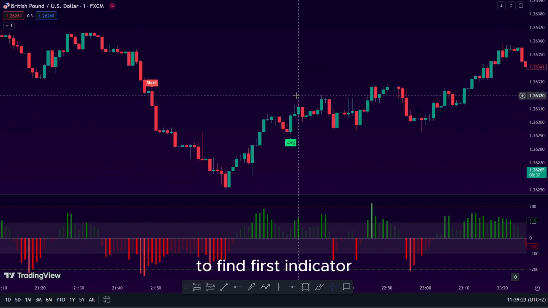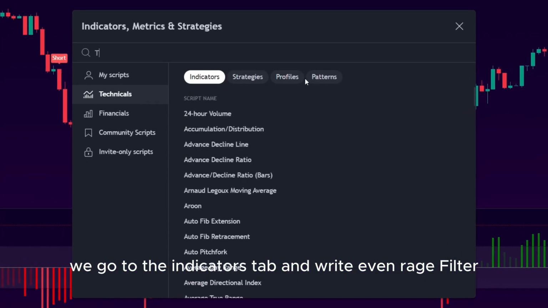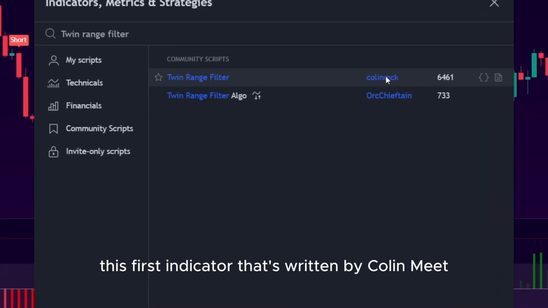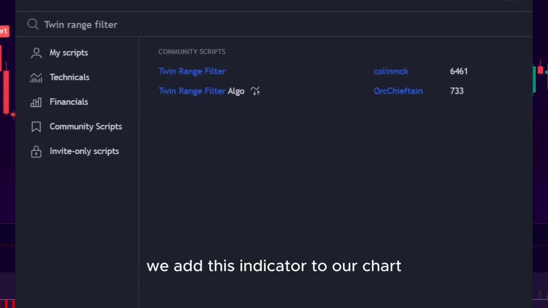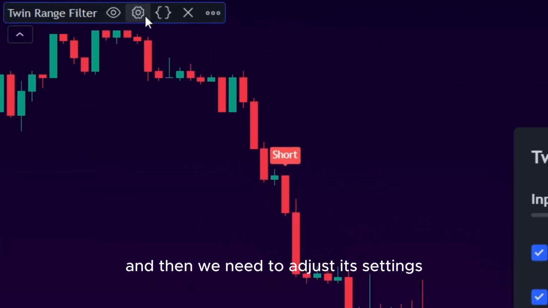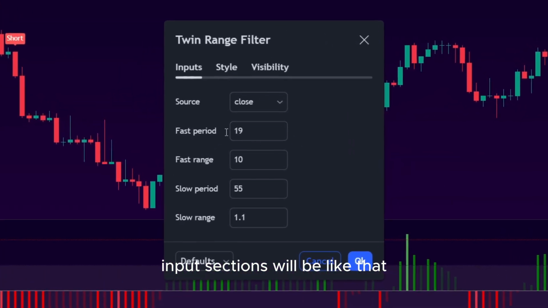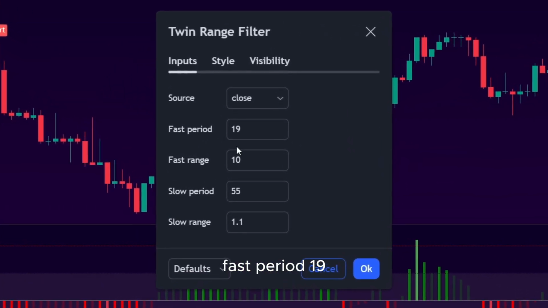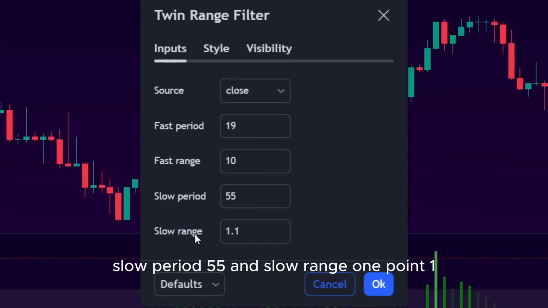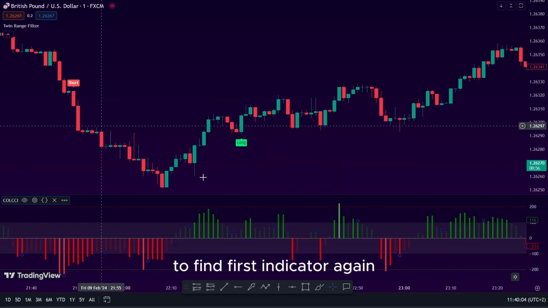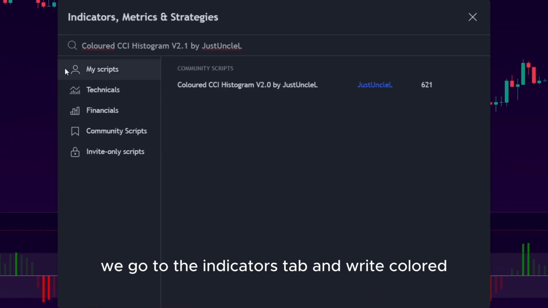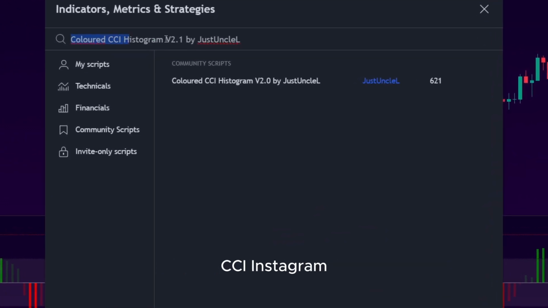To find the first indicator, we go to the indicators tab and write winrate filter. This first indicator is written by Colin Meek. We add this indicator to our chart and then we need to adjust its settings. Input sections will be like that: fast period 19, fast range 10, slow period 55, and slow range 1.1. To find the second indicator, again we go to the indicators tab and write colored CCI histogram.